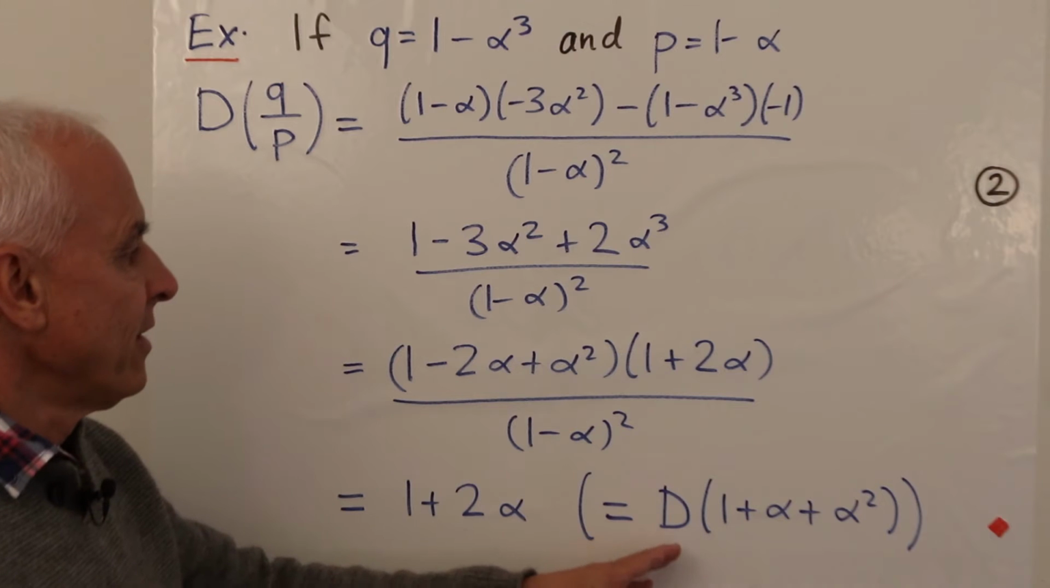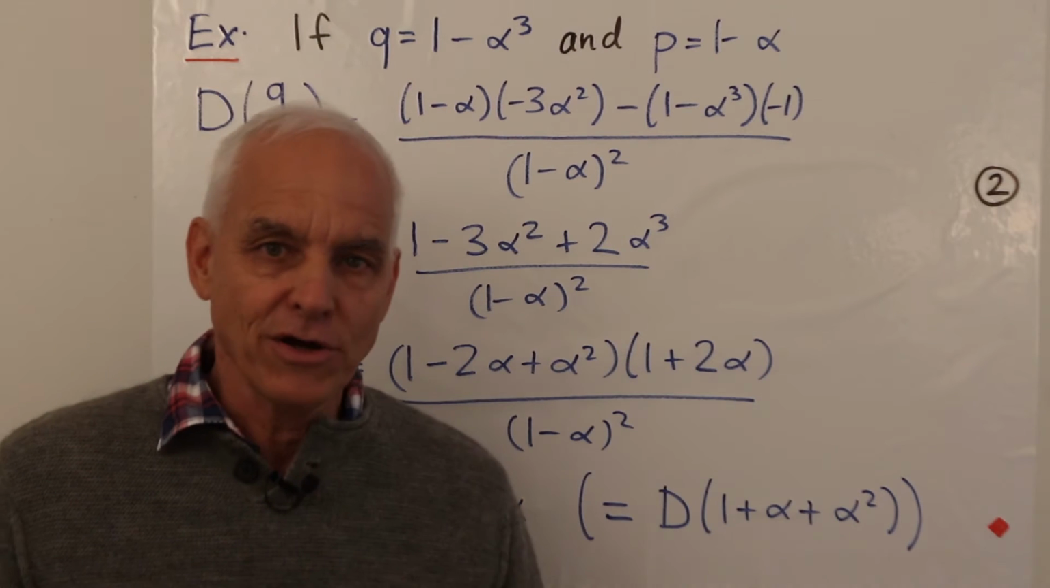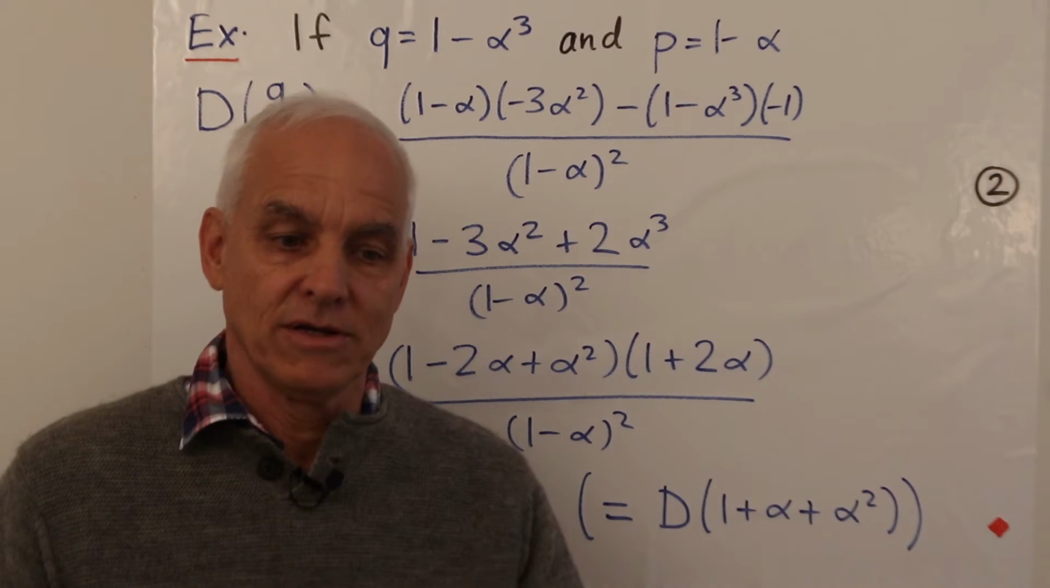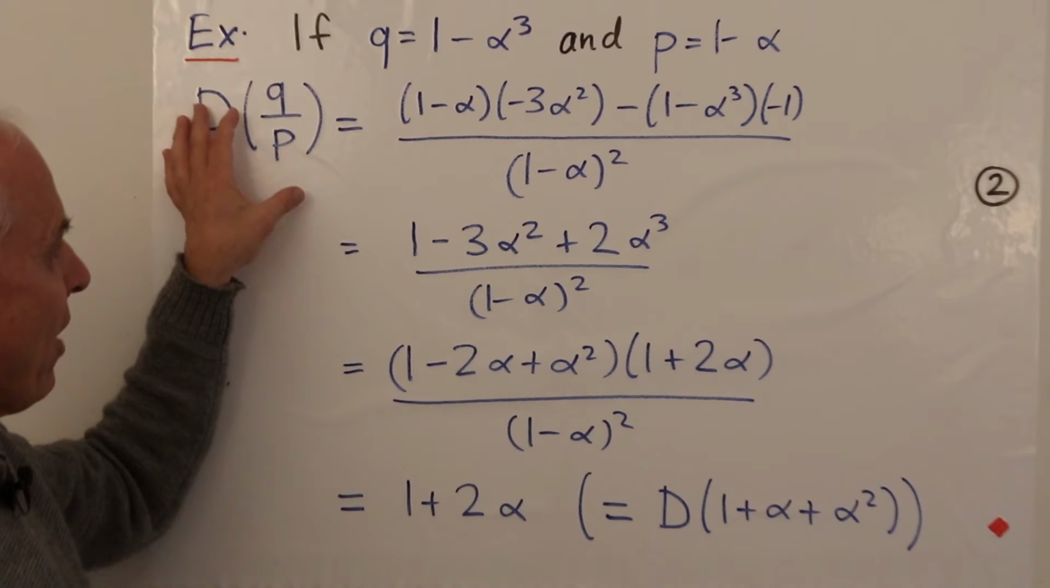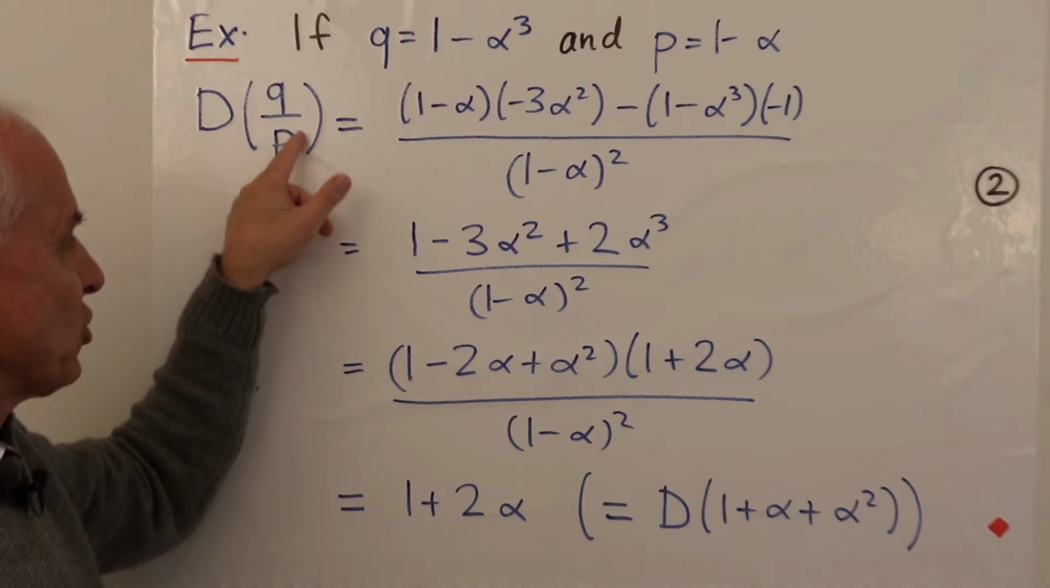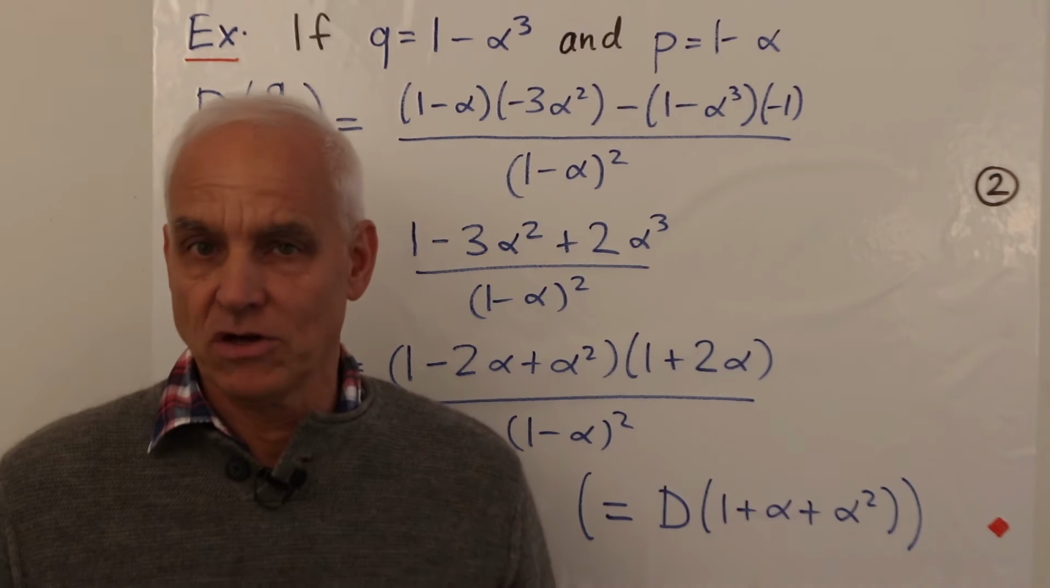So in this case, doing the division is not hard, and we could then just differentiate the result of that division directly, but the rule allows us to do that without actually performing the division first.